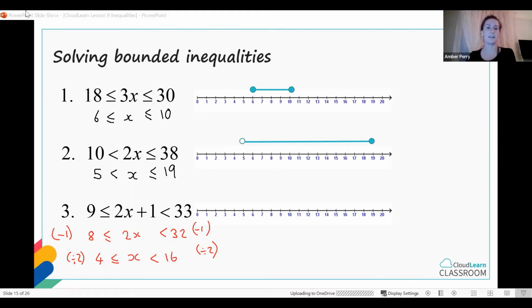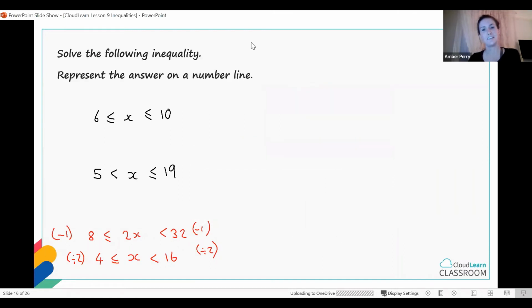And again, we can represent that on the number line there. We've got 4, and it's a solid circle for the equal sign, and 16, and it's a not solid circle because it's not got the or equal sign on, it's just the less than. Okay. Anyone got any questions yet? I will continue.